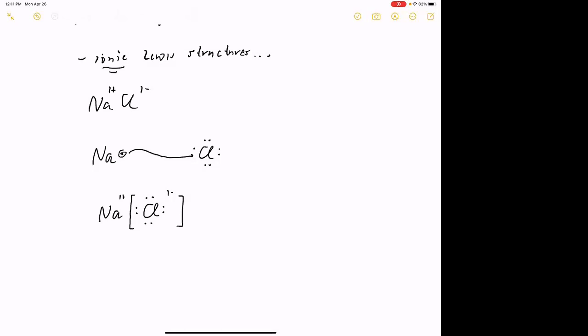So in this case, we don't have any electron sharing going on. It's really a thieving of an electron so that each one of these things can look like its nearest noble gas. All right, so that's what we have.